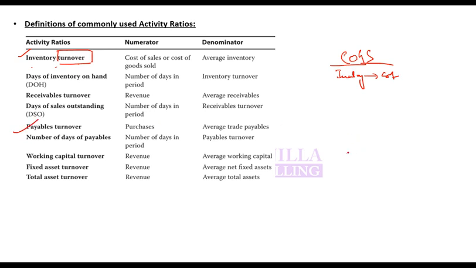Payables turnover, payables in the denominator. And what are payables related to? Payables are related to purchases. When you purchase, then you pay for it. So purchases in the numerator.